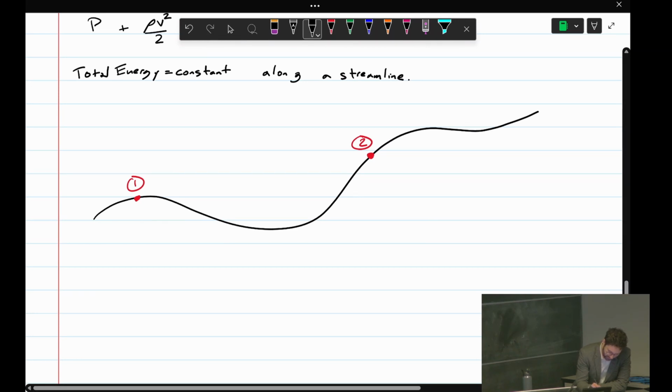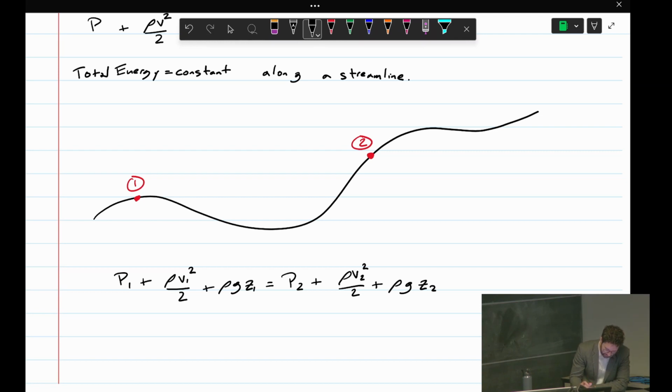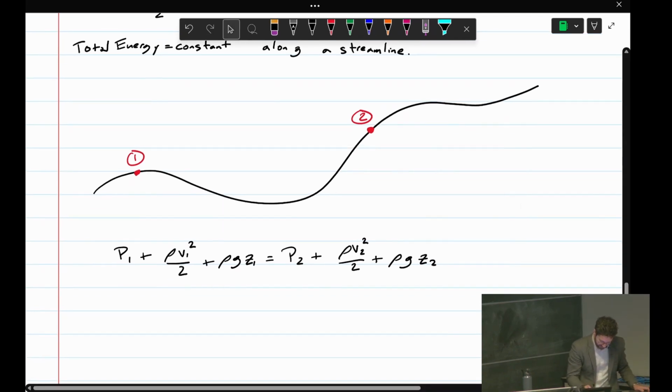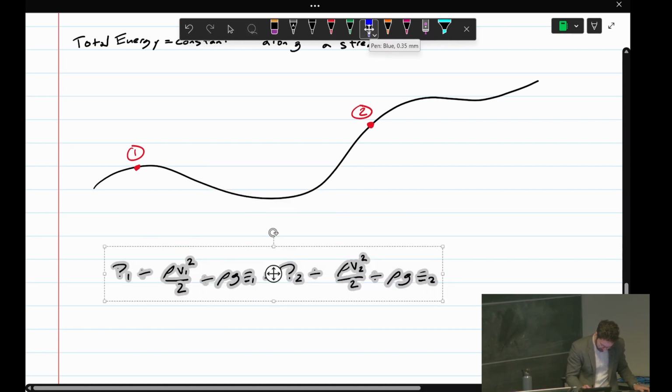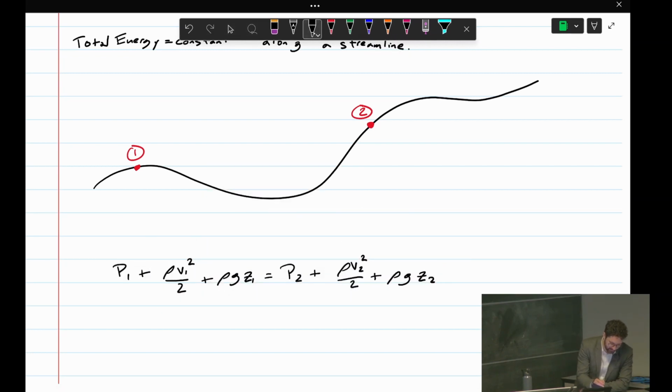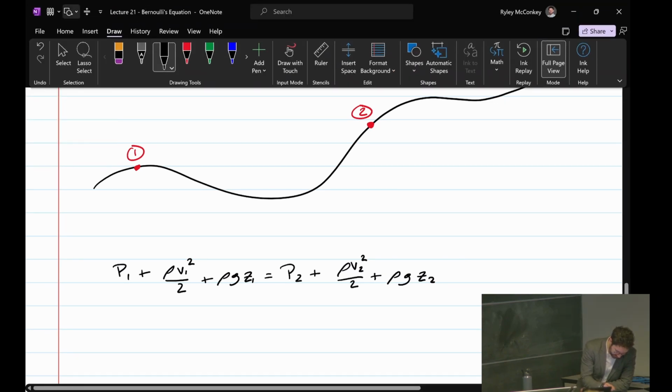So this means that P1 plus rho V1 squared over 2 plus rho g Z1 is P2 plus rho V2 squared over 2 plus rho g Z2. Now, this is a more common way to state Bernoulli's equation.